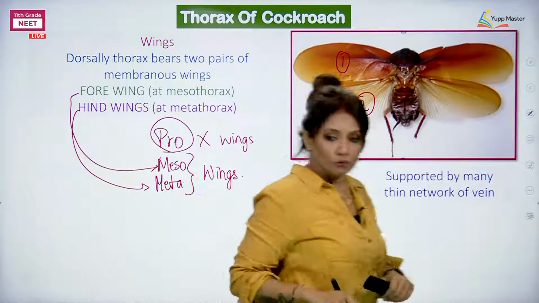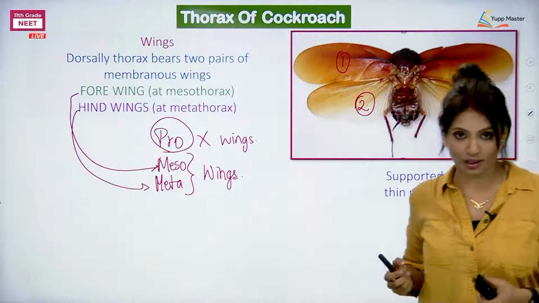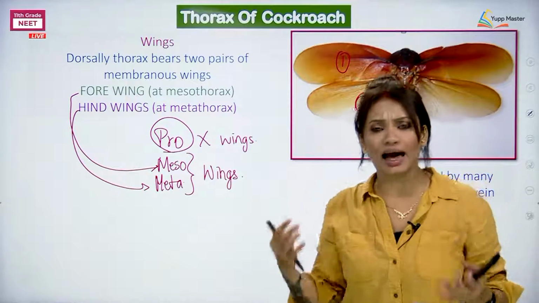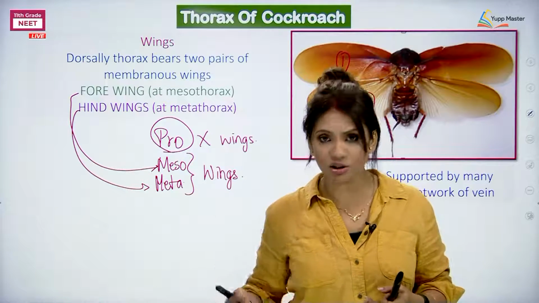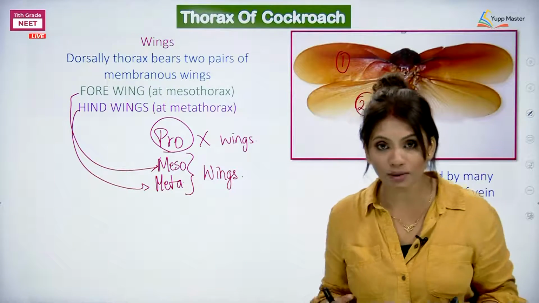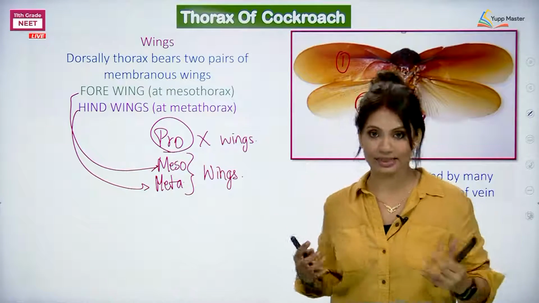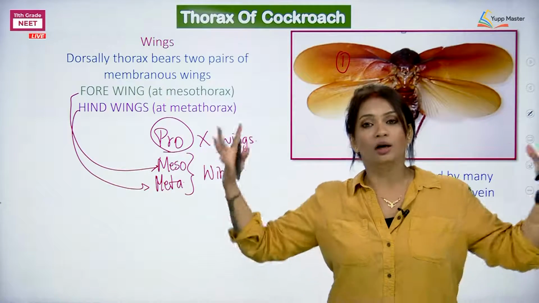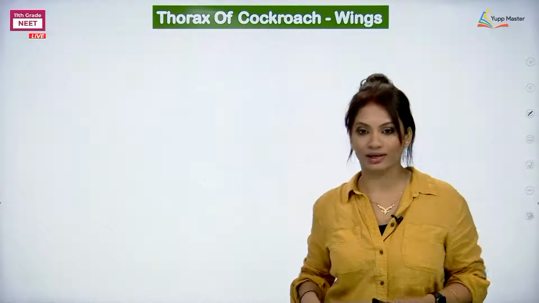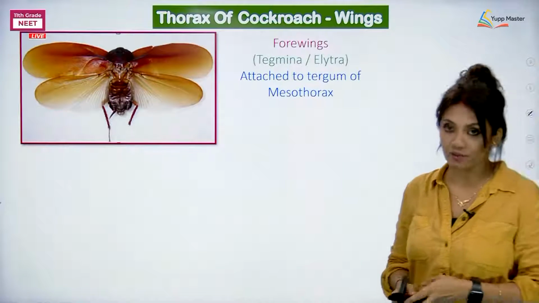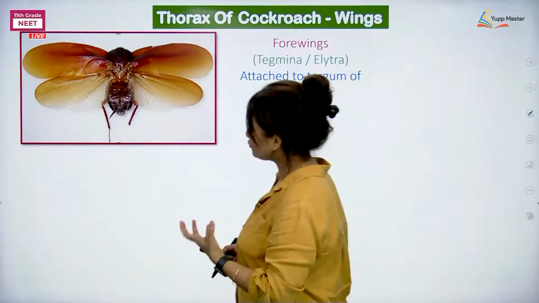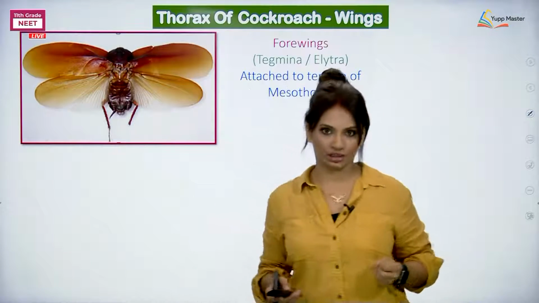Now these wings obviously have to fly, so they require energy and oxygen, and they are supported by a network of veins inside them which helps nutrition flow inside the wings. Now, talking about the forewing and the hind wing, let's see how they are different and how their functions are different.